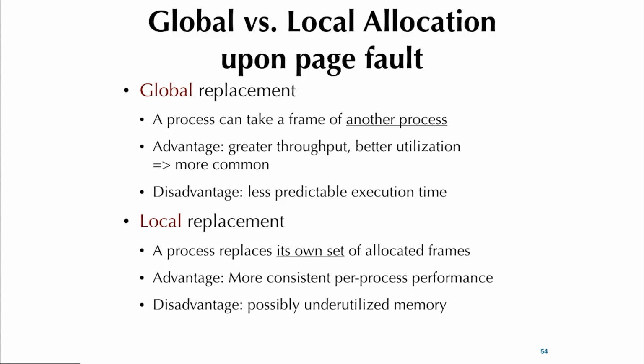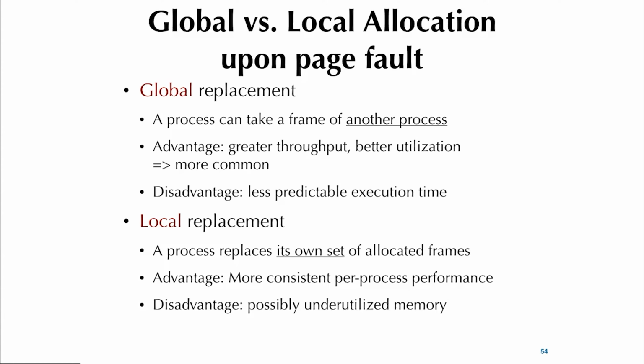And even if you allow each process to only get its own set, do you assign equal number of frames to the process or different, right? There's different variations. Global replacement is one where a process is allowed to take a frame from another process, right? And so we saw the trade-off there. More flexible, better utilization, and that's the more common way, but it's less predictable.